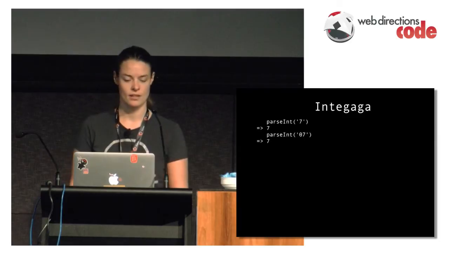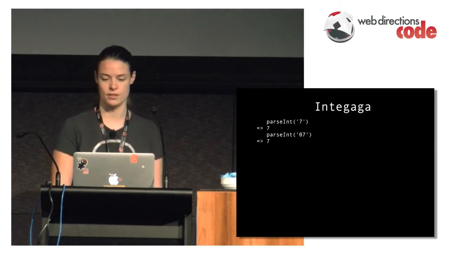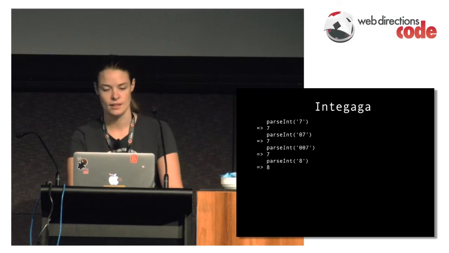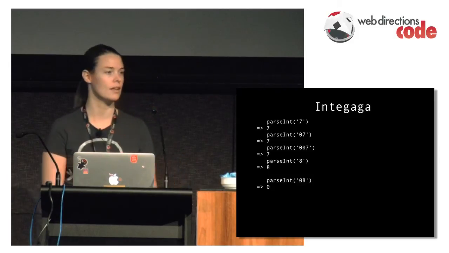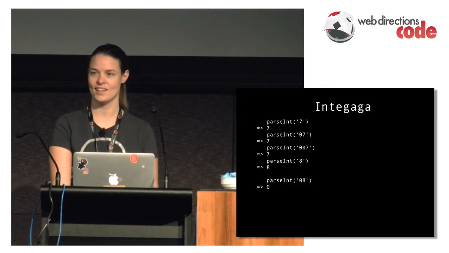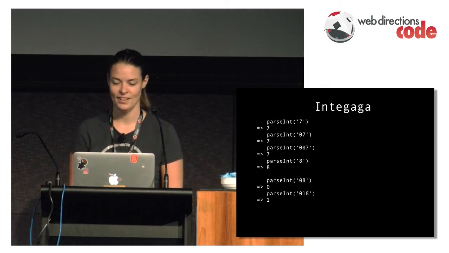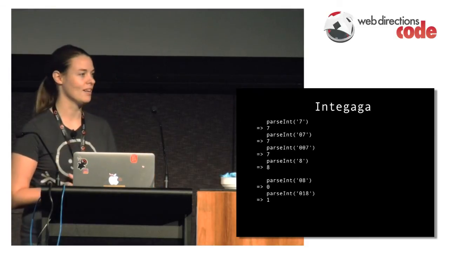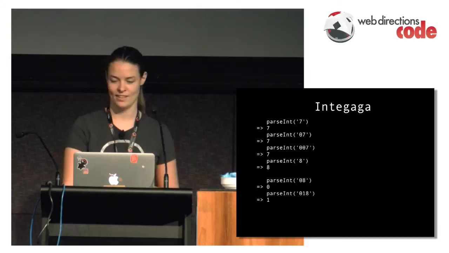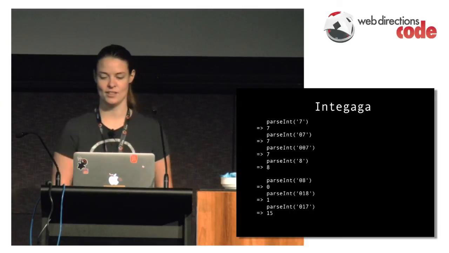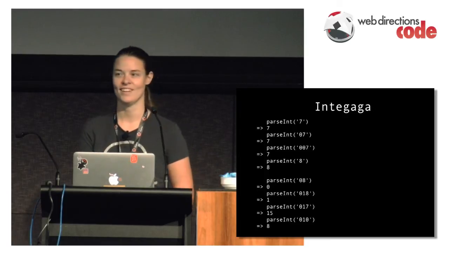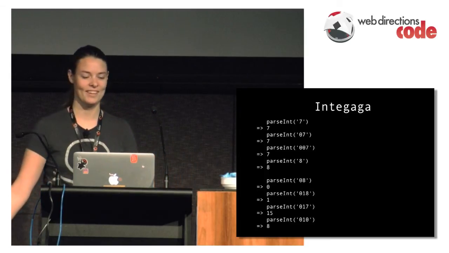You get 7. You get 0, 7. That all works. 0, 0, 7. Then you parse 8, and then you parse 0, 8. You get 0. And you go, what? Is it because it starts with 0? And then you parse 0, 18, and you get 1. And you go, that's not what I meant. And you parse another integer, like, what's going on here? What the hell? Is JavaScript broken?